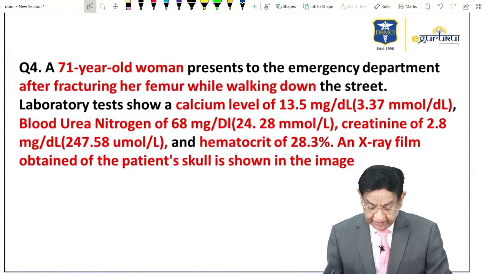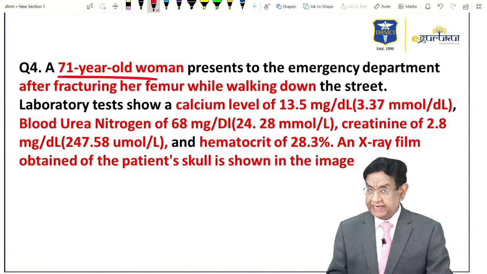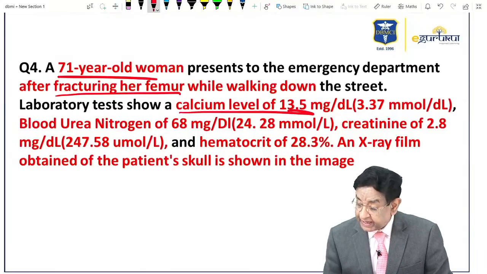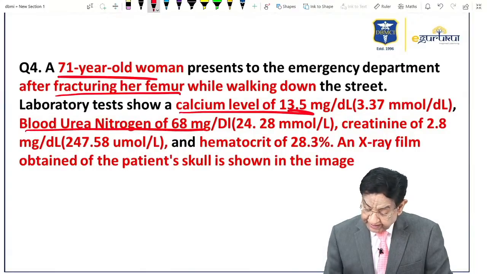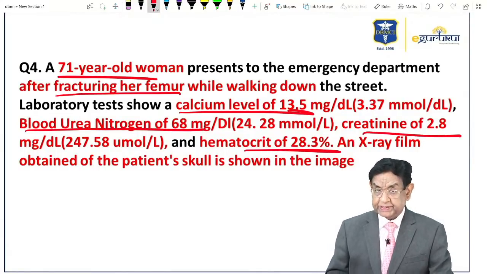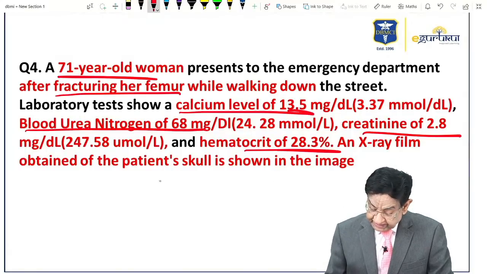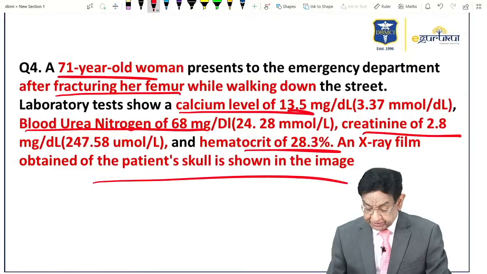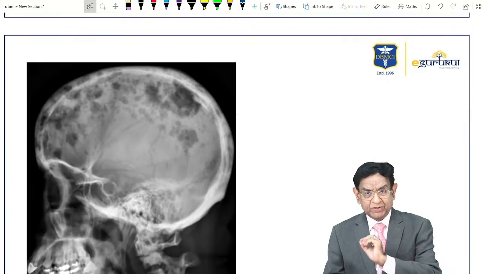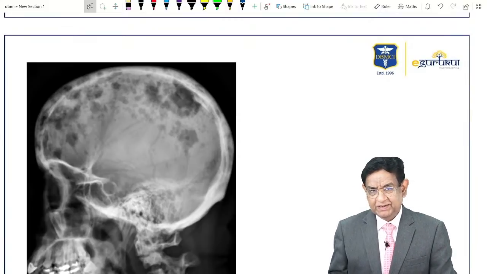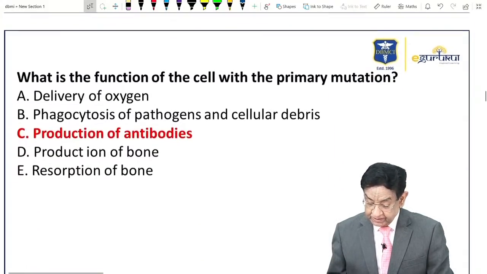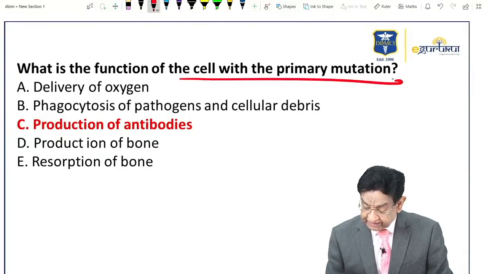Question number 4. We are getting a 71-year-old woman, elderly lady, fracturing of the femur, calcium level high, BUN level very high, creatinine is high, hematocrit is low, anemia is there, X-ray obtained in the skull is shown in the picture. I think by now you are the master of the subject. You are getting a raindrop type of picture. So function of which cell is the primary mutation?